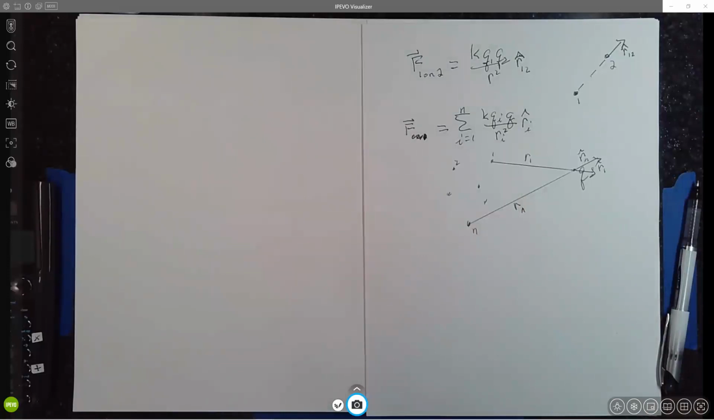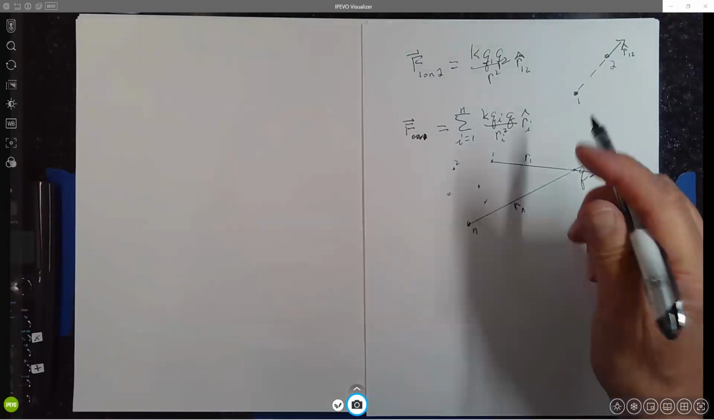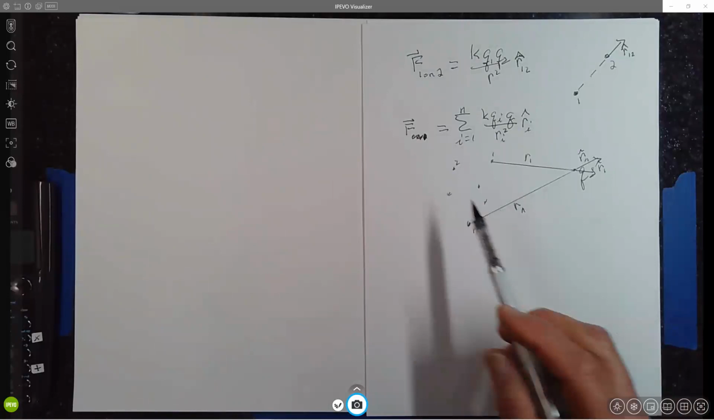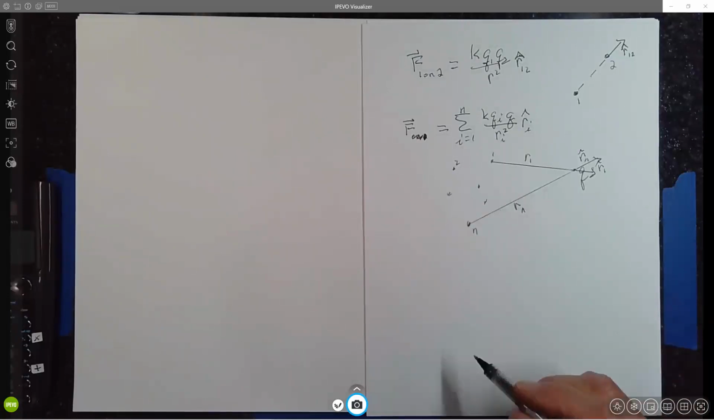It would be a real pain in the neck to calculate for a large number of particles, which is why we did one example with 2 charges, and that's as far as we're going to go in that direction. But in general, this is what it might happen to look like.